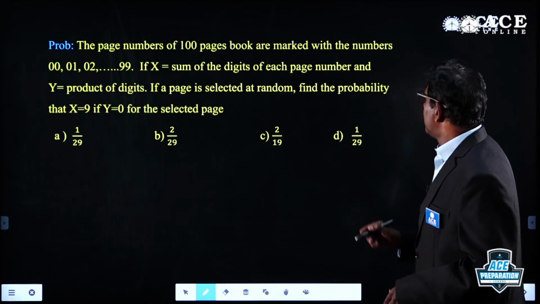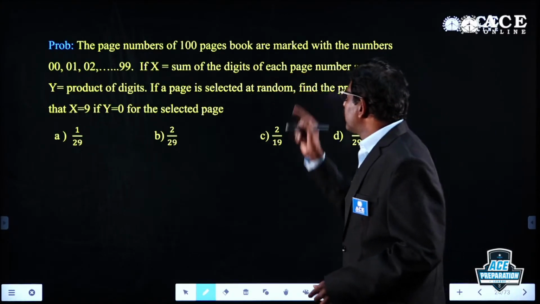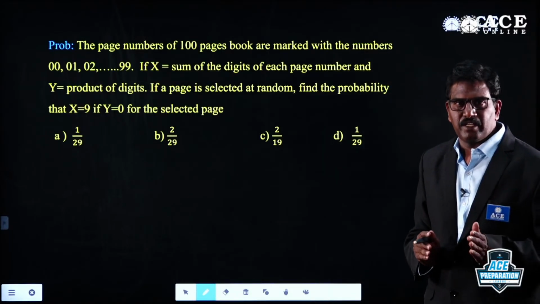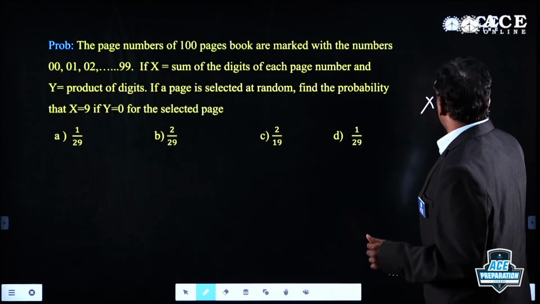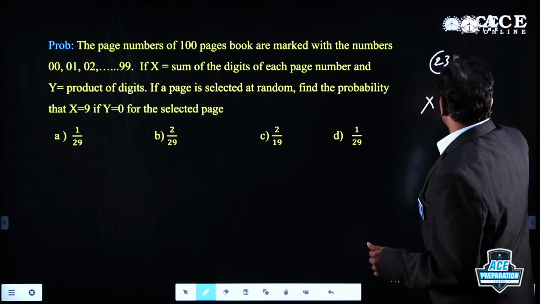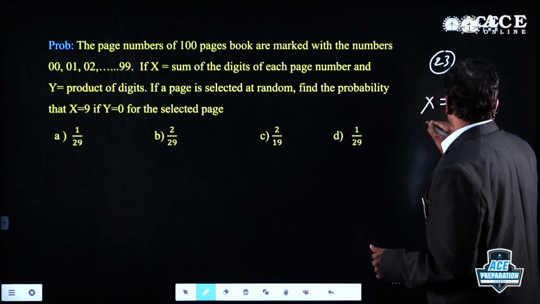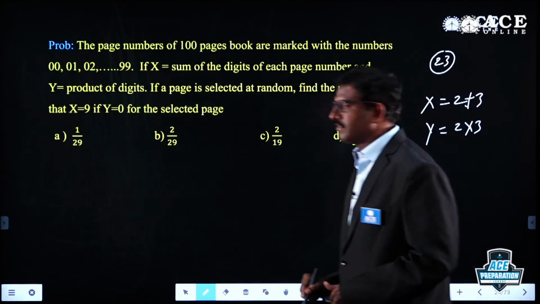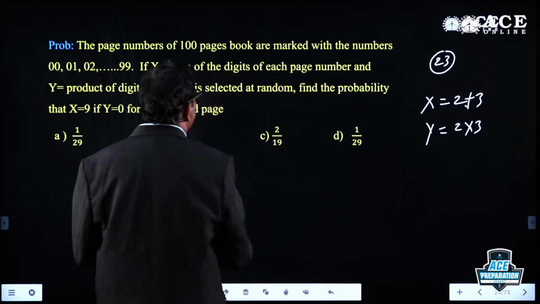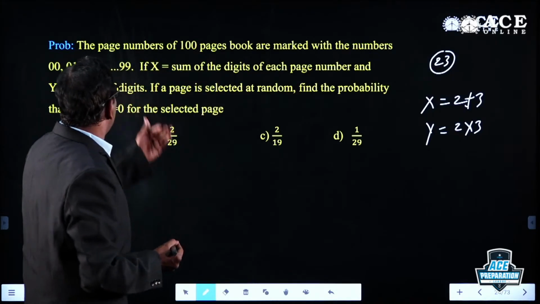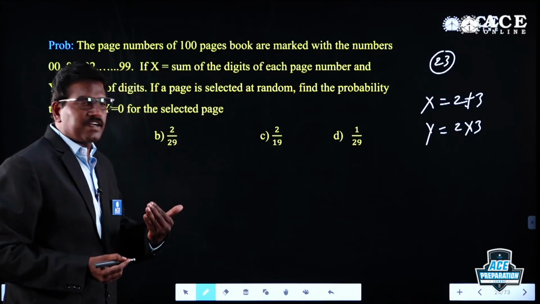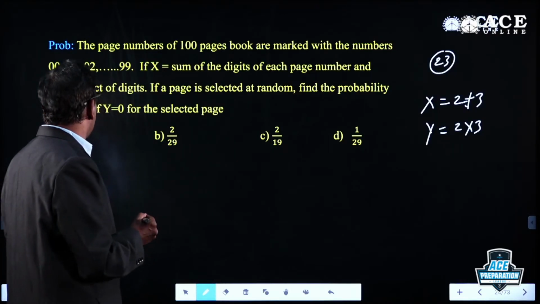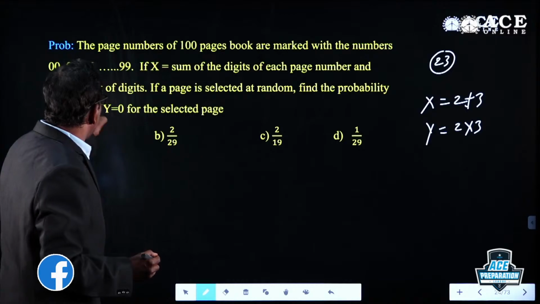Suppose capital X is the sum of the digits of each page. If you choose page number 23, capital X is nothing but 2 plus 3. Capital Y is nothing but 2 into 3. You have to understand like this. Capital X is the sum of the digits of each page number and Y is the product of it. One page is selected randomly from the book. Find the probability that X is equal to 9 if Y is 0.